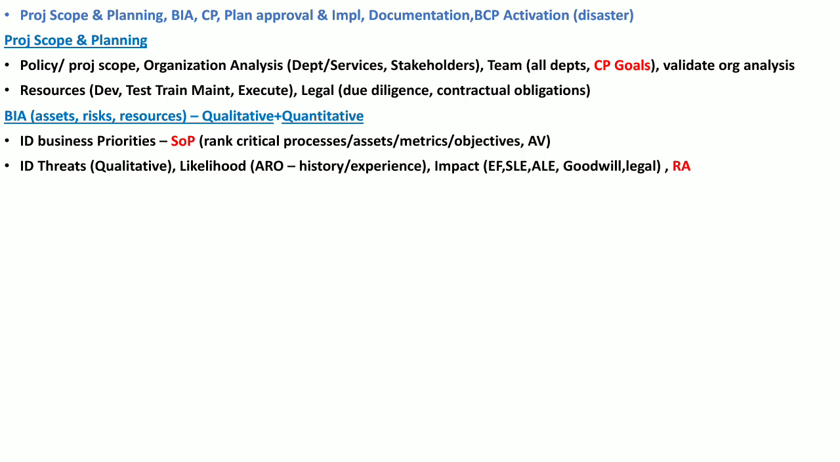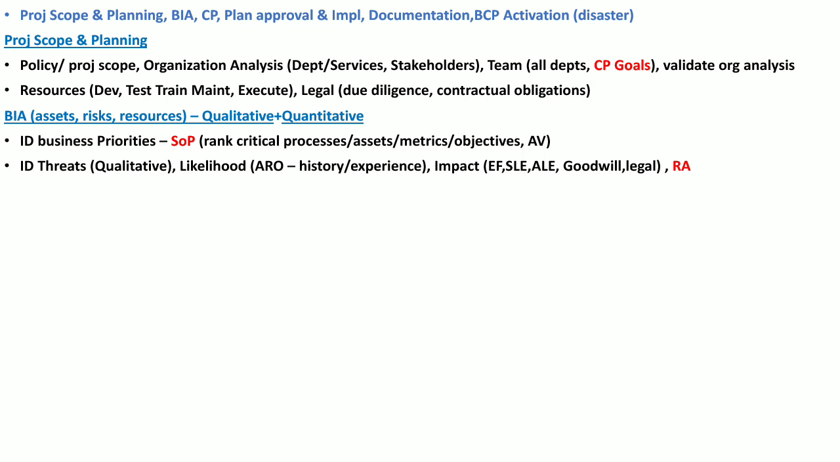After identifying the critical business priorities, the BCP team then identifies the threats to the business and the likelihood of occurrence of these threats in a quantitative manner, that is a hard value like annual rate of occurrence or ARO. Now this ARO, or annual rate of occurrence of a negative event, is calculated based upon historical data or experiences of the BCP team.